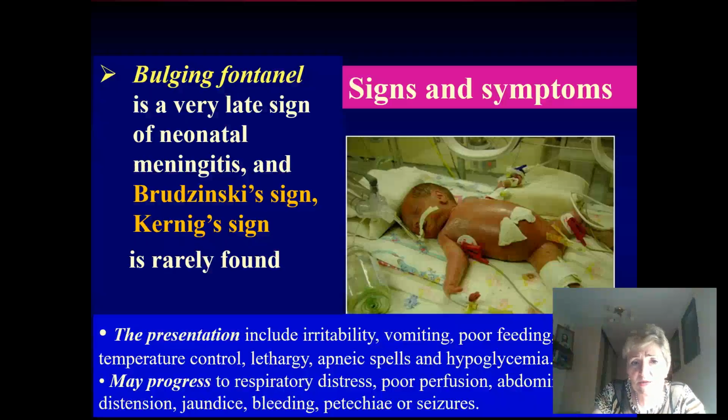Next, a very important disorder of the nervous system. A bulging fontanelle is a very late sign in neonatal meningitis, and Brudzinski and Kernig signs are rarely found in the neonatal period. I would like you to remember this information. Next, the presentation may include irritability, vomiting, poor feeding, disorder of temperature, or lethargy, apnea, spells, metabolic disorder, hypoglycemia.